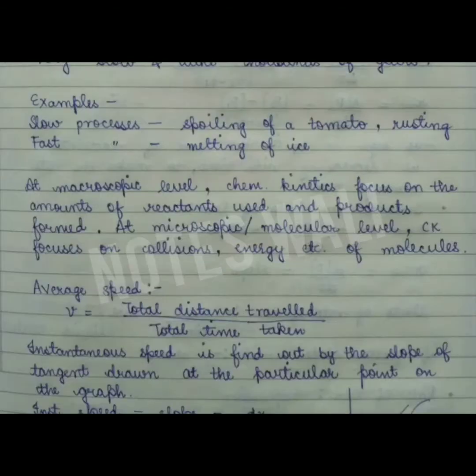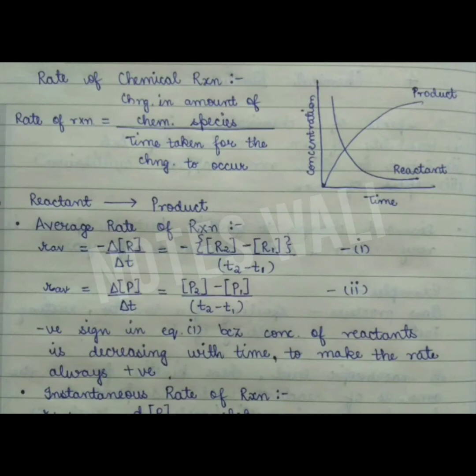So we categorize two types of processes or reactions, that are slow processes and fast processes. Slow processes like rusting and fast processes like melting of ice. So at macroscopic level, chemical kinetic deals with the amounts of reactants which are changing into the products, and at microscopic, or we can say molecular level, it deals with the collisions and energy of the molecules. Rate of a chemical reaction can be found out in two ways. It can be average or instantaneous. We can find out the rate in terms of reactants and products.